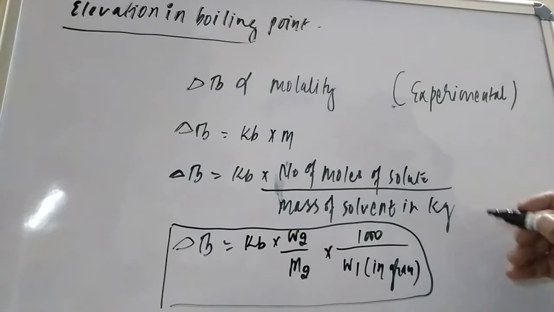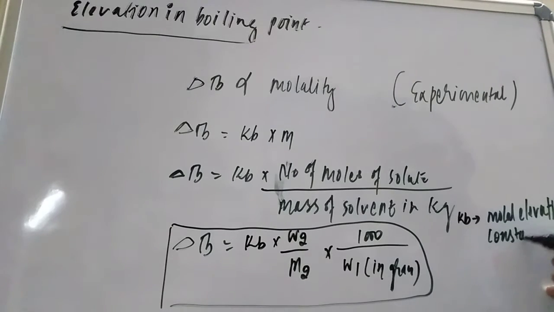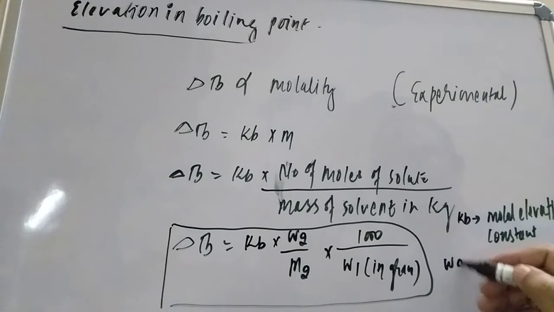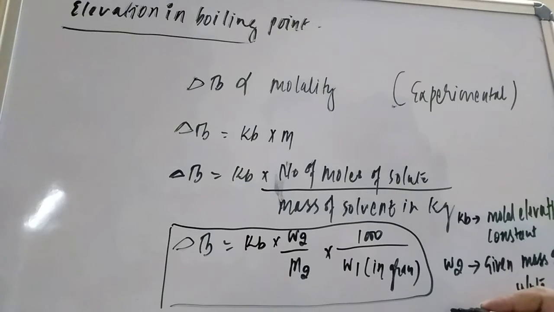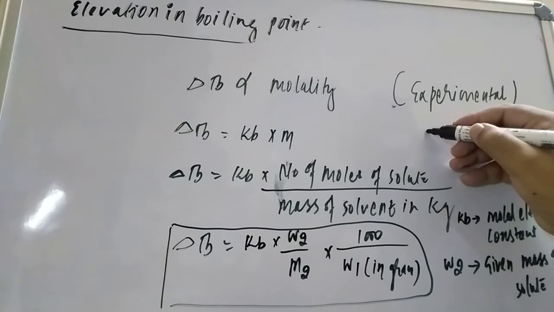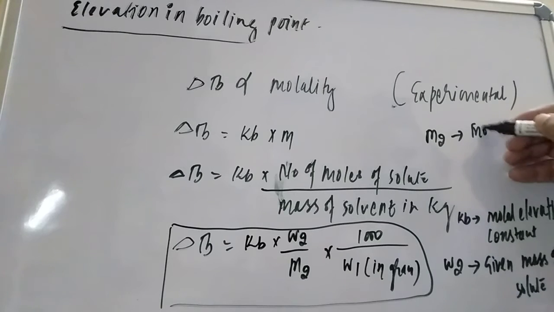In this case, what are the terms, student? KB is the molar elevation constant. Now W2, when you talk about W2, is the given mass of solute. Next, M2: I am writing M2, the molar mass of solute.